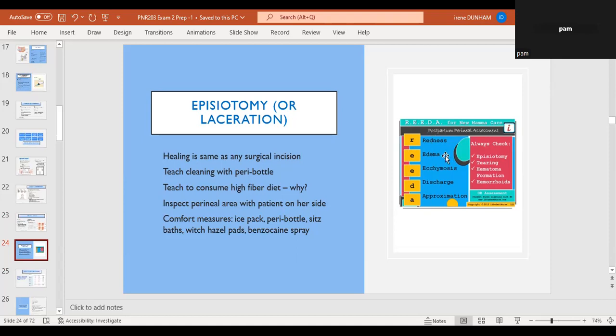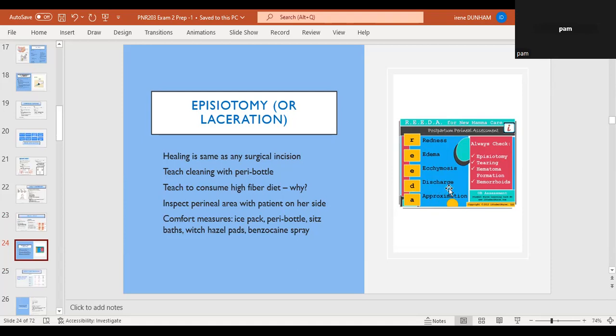All right. So if I have edema and ecchymosis, I can apply ice for the first 24 hours. Did you all hear me? Ice for the first 24 hours. Okay. That is your best anti-inflammatory. That will decrease the amount of edema, because when they have a lot of edema, they have a hard time urinating. So I want to make sure I get that under control. And then, of course, the bruising, the ice helps on that.